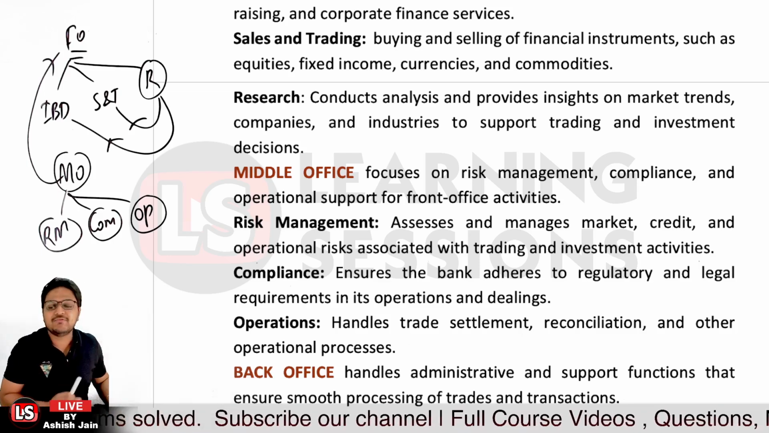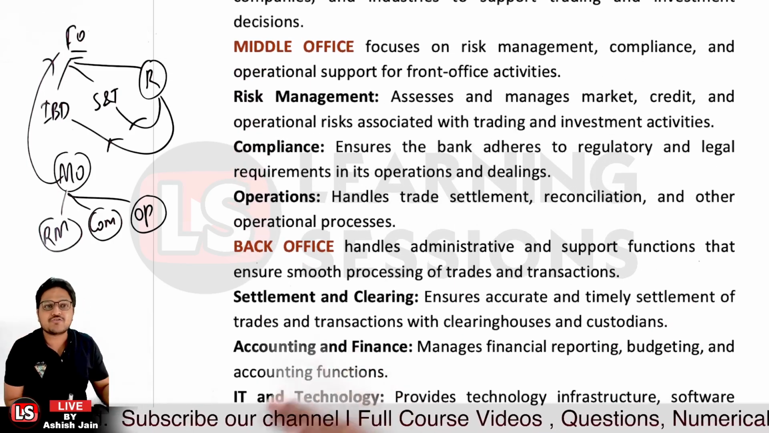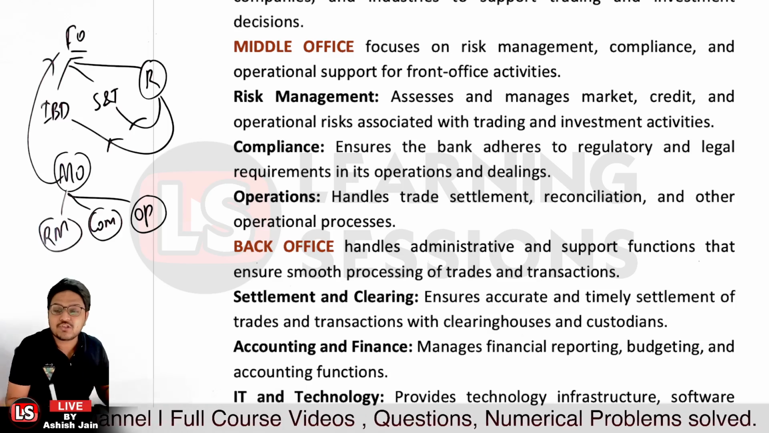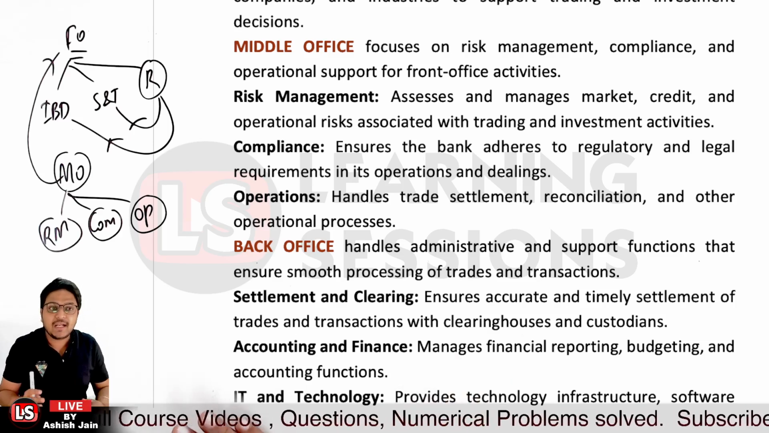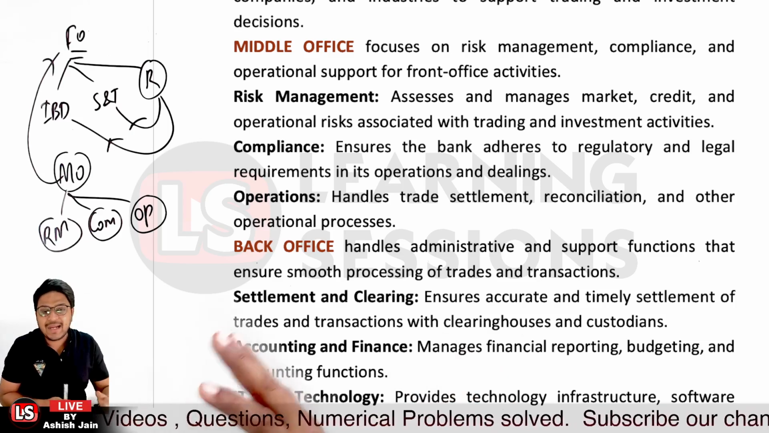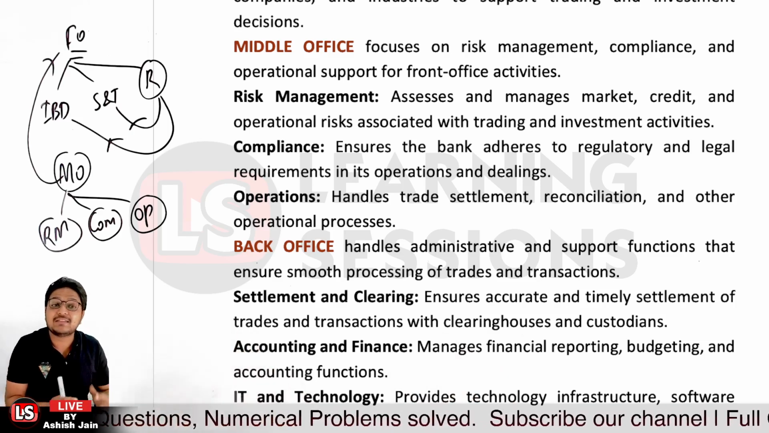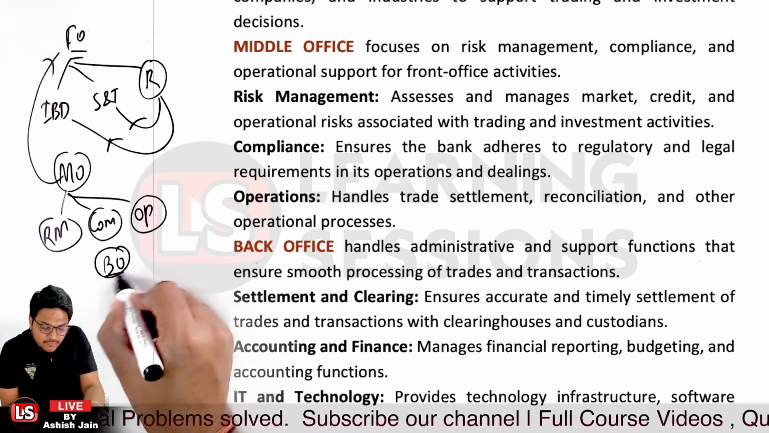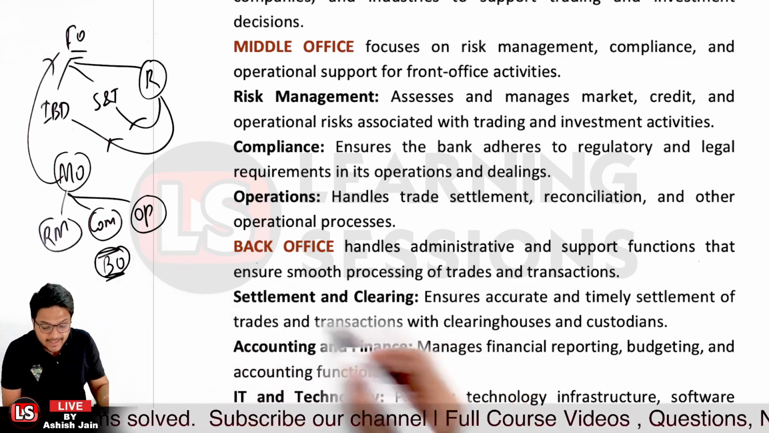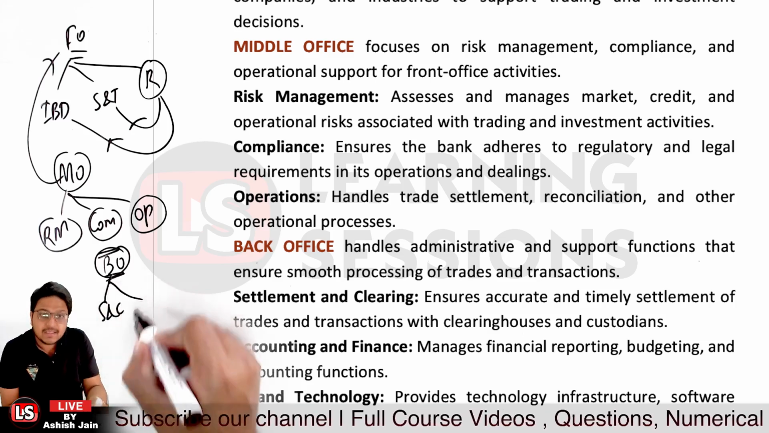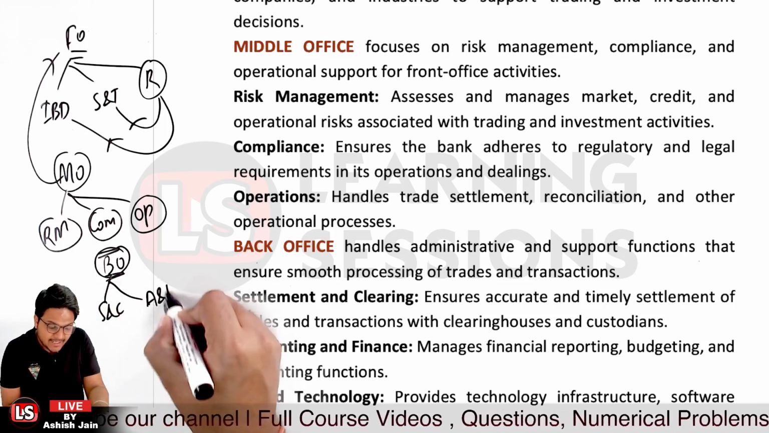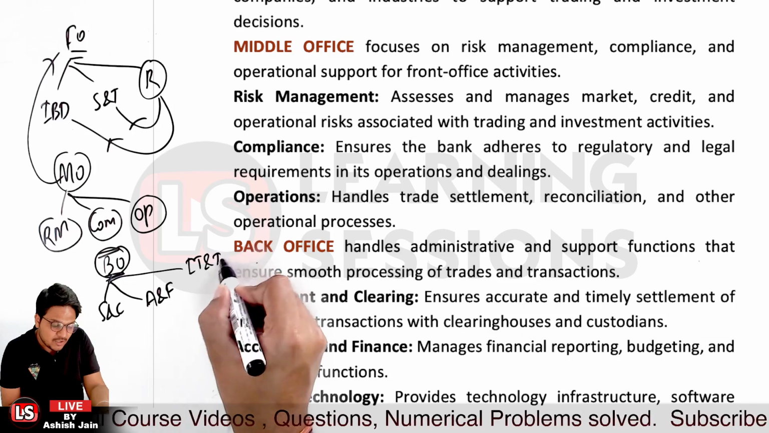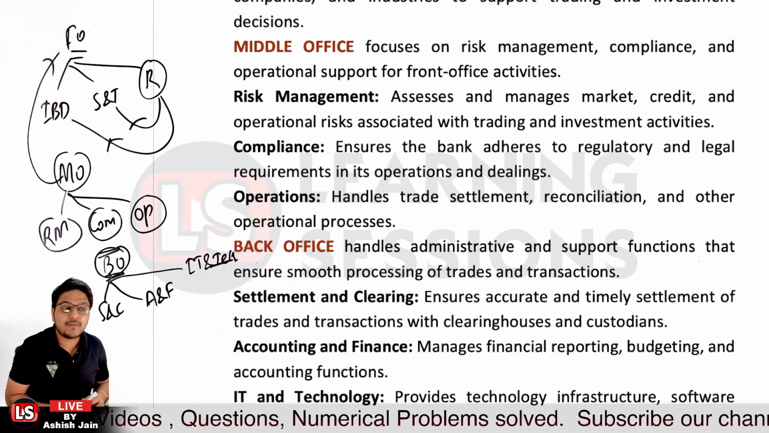And the third is the back office. Now what is the back office related to? It's related to administration, performing administrative tasks, and particularly supporting functions so that trades and transactions can be taken care of smoothly, right? So the back office is administrative. It helps in settlement and clearing. It helps in accounting and management of finance, and also provides the IT and technology infrastructure. So that's the back office.